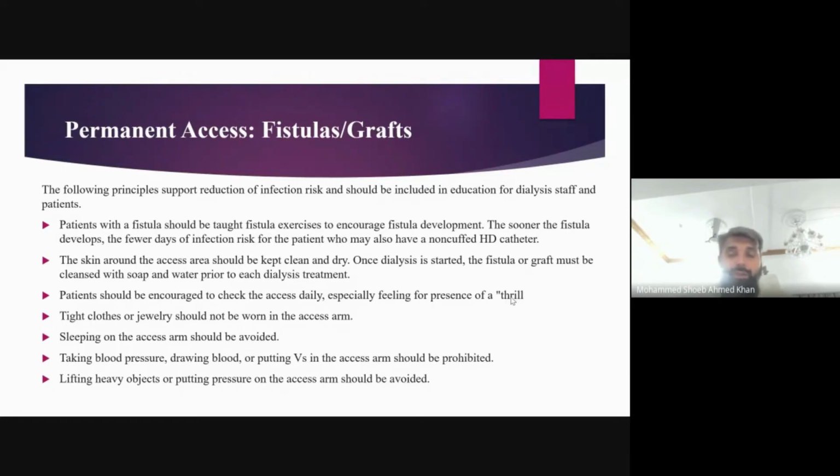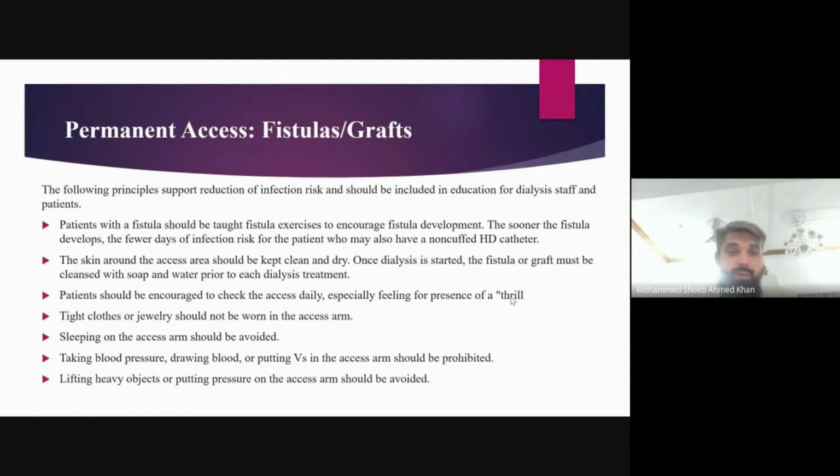Patients must feel the fistula with the other hand, and if they have a thrill, then that's good. They should also be accustomed to the feel of the thrill and how far the thrill goes. It should travel at least 4 to 5 centimeters. Otherwise, the fistula may start developing some sort of a stenosis or a clot inside.